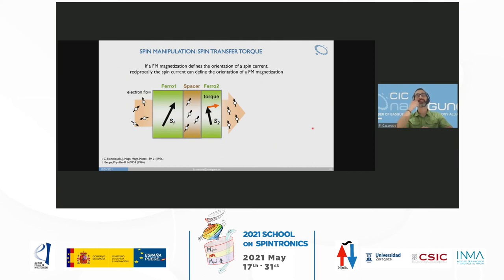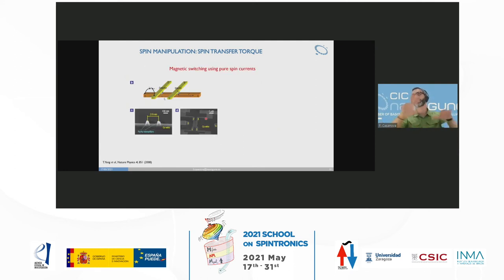So one last concept of manipulation, maybe it's not strictly manipulation, is the spin transfer torque. Okay, this will actually be the main topic of a different talk by Andrew Kent, I guess, on May 21st. But the very simple idea here is that the same way the ferromagnetic magnetization defines the orientation of a spin current when you pass it through, you will have the reciprocal effect, right? The spin current being injected into a ferromagnet will define the orientation of this ferromagnet, because it will induce a torque via angular momentum conservation if it's large enough, right? So maybe we can use these pure spin currents to switch magnets, right?